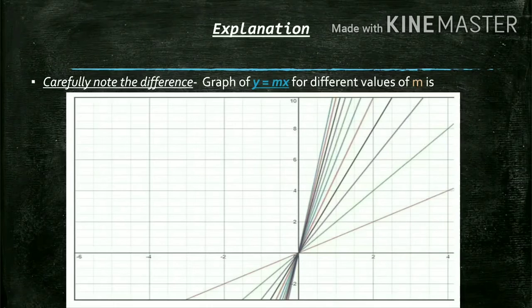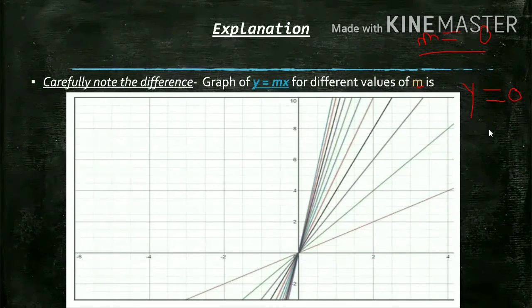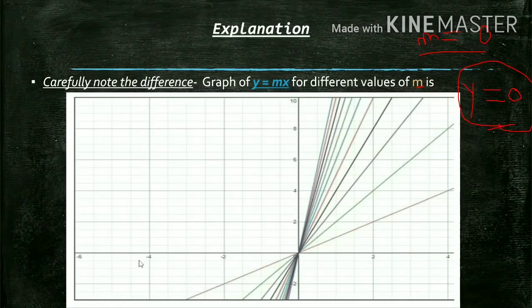Now I have a question. I just plotted the graph for positive values of m. What if m equals 0? That can be a possibility, right? Because it's an integer. So when m is 0, the graph would be y equals mx, meaning y is equal to 0, because 0 times any number is always 0. Now can you draw this graph? It's pretty easy. It's nothing but the x-axis.